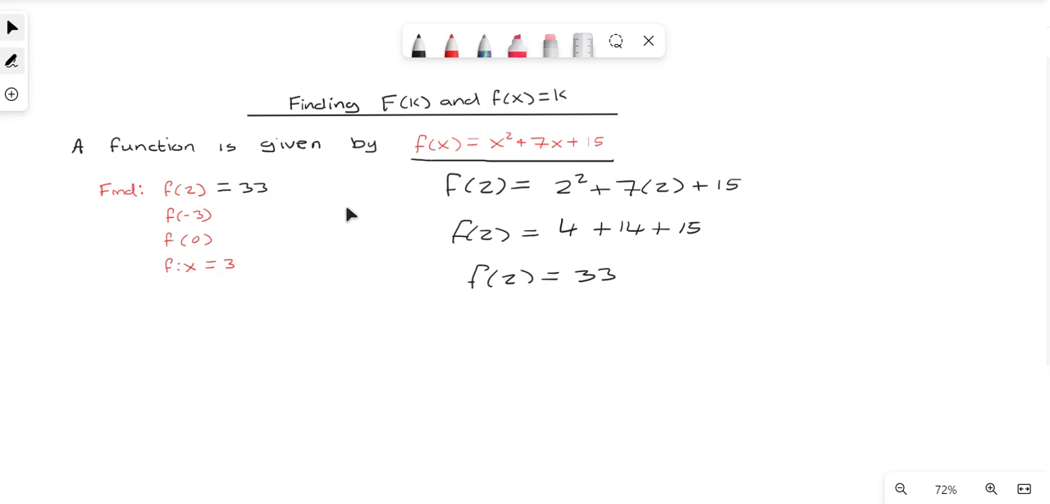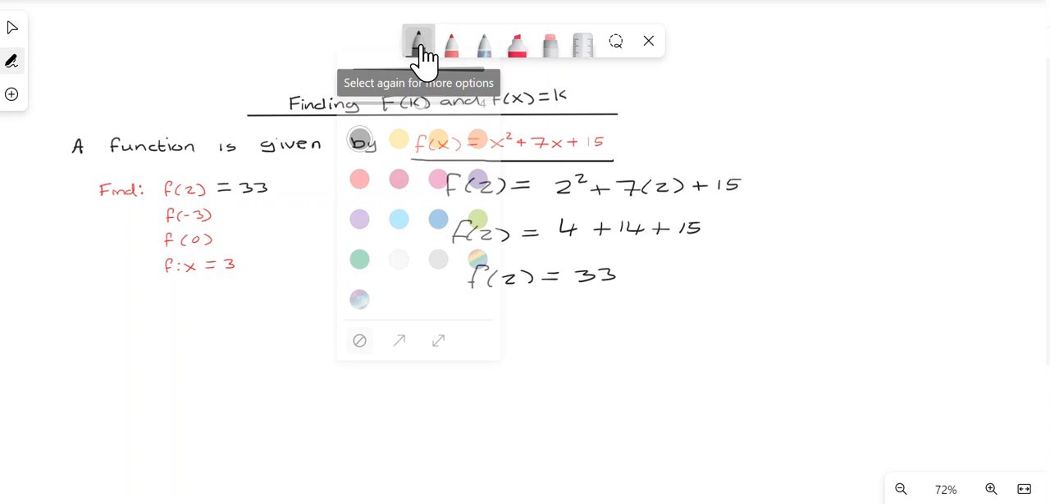So all we do is we take the value that's inside the function here, which is 2, and we substitute it into our function wherever there is an x value. Wherever there's an x, you replace it with 2, and then you work it out and you solve it. So function 2 is equal to 33. So that's the first one.